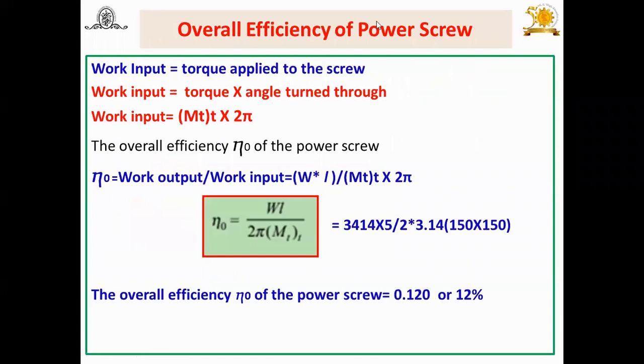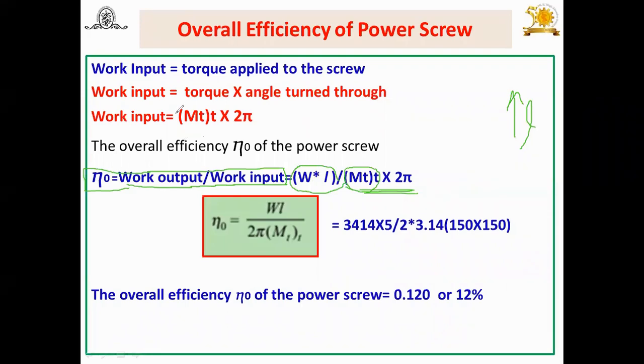Next, it is asked in this problem to find the overall efficiency. For overall efficiency, it's very simple. Overall efficiency is equal to work output upon work input. Yesterday we discussed this. What is the work output? Work output means W into L, that is, the load lifted by a distance equal to the lead.